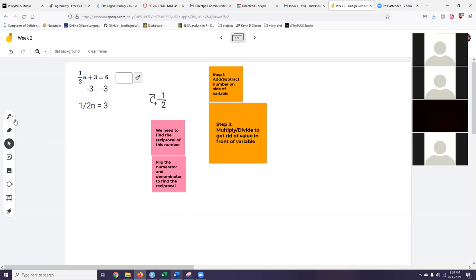And then that number goes right here. Actually, it will go on both sides because we have to multiply both sides by the reciprocal. So that gives us 2/1, I guess, or just 2.